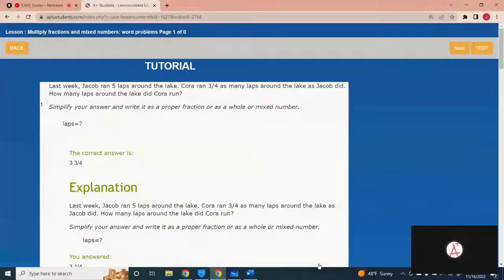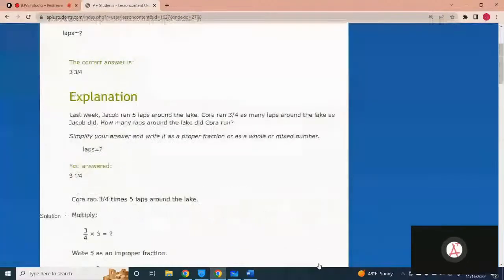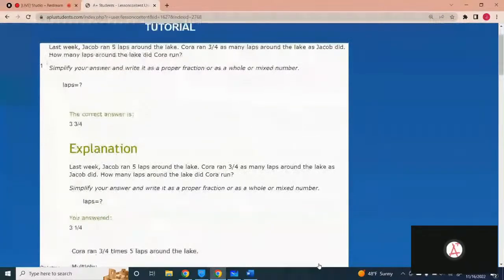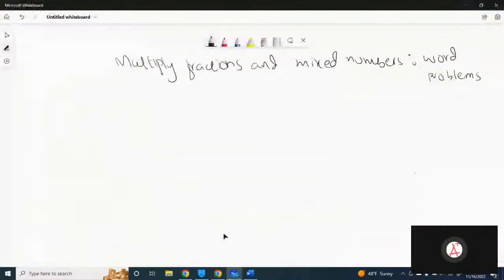Let me read the question. Last week Jacob ran 5 laps around the lake. Cora ran 3 by 4 as many laps around the lake as Jacob did. How many laps around the lake did Cora run? One of them has done 5 and the other has done 3 by 4 as many laps as Jacob did. So you can calculate Cora's laps by doing 5 times 3 by 4. Got it? Because Cora did 3 by 4 times as many. So you have to do 3 by 4 times 5.